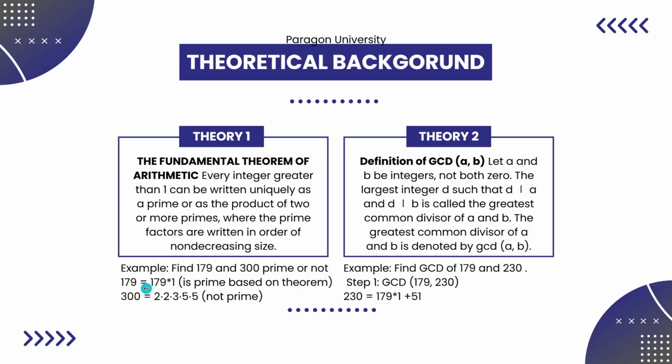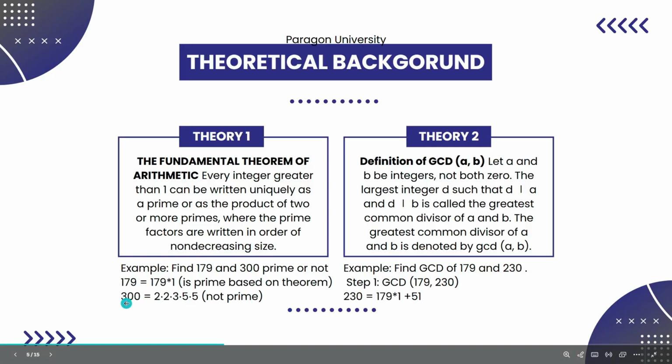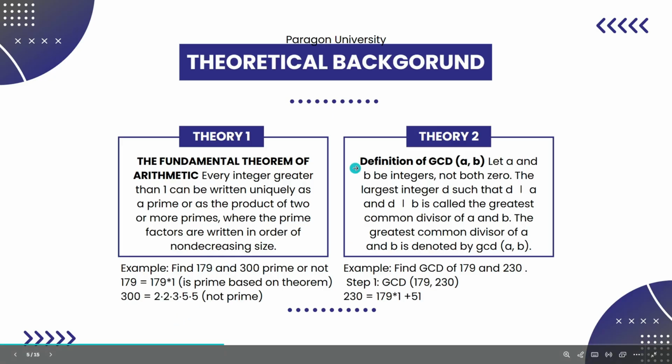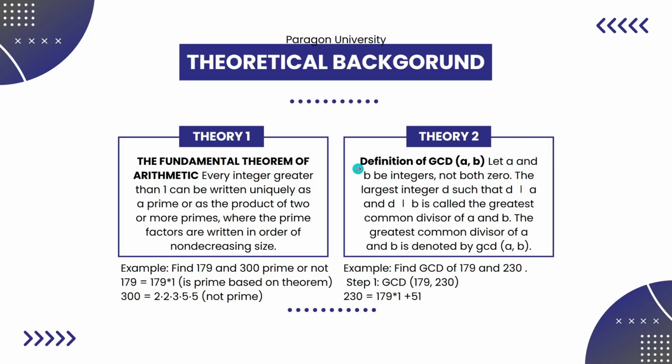So 179, there is nothing that can multiply with it, any number else. But for 300, we can see that it has a prime factorization, like 2 times 2 times 3 times 5 times 5. So it's not a prime. A prime can only be divided by itself and the number 1.